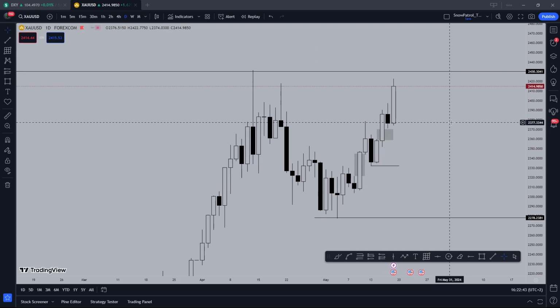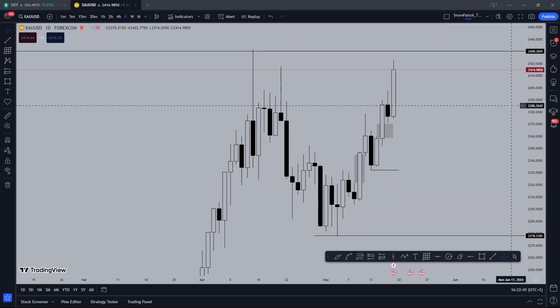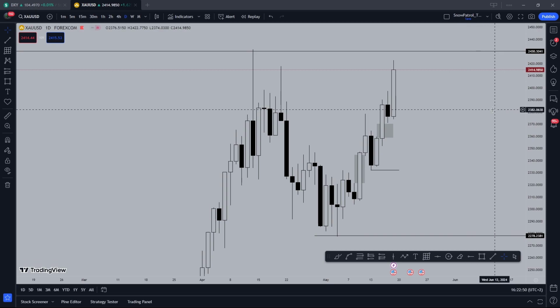There's nothing to talk about here. Literally, it's just going up. It's inversely correlated to the dollar. We know what happens. The dollar goes down, gold goes to the moon.